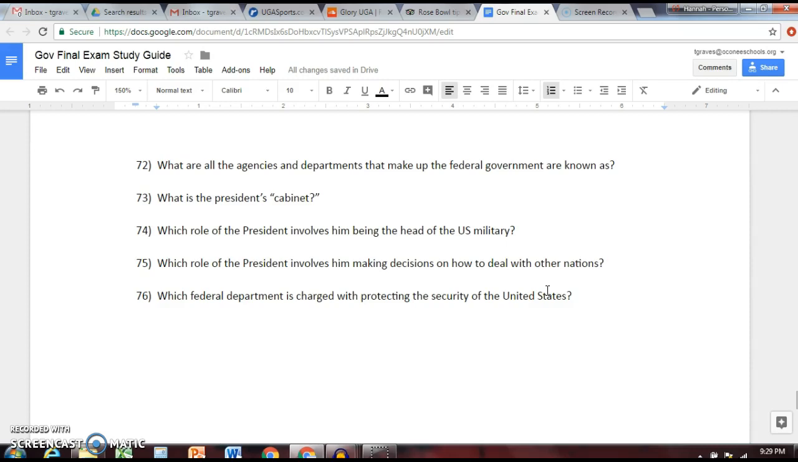And number 76, which federal department is charged with protecting the security of the United States? And that would be Department of Homeland Security, which is one of the newer departments that was added after 9/11.